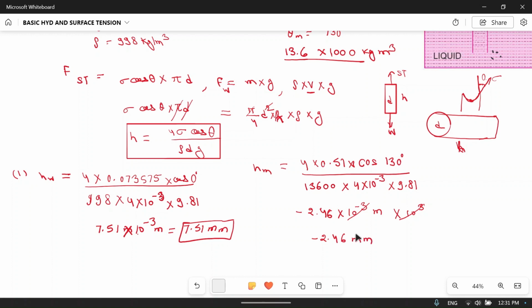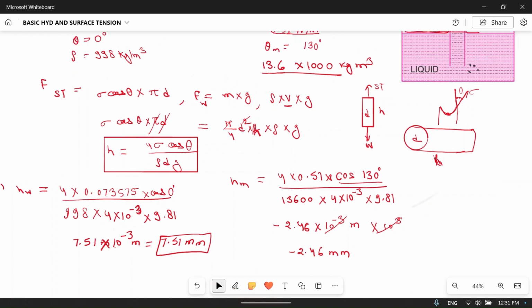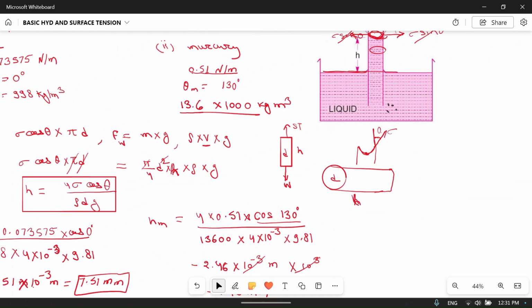mm. Why is it minus? Because cos 130 is negative. So in this case the height is negative. What does it mean? It means that the liquid will come down here. So it is the original tank in which there is liquid at this height, then in the capillary tube the liquid will be at this height. So this is the fall of height inside this tube. This is called capillary depression.